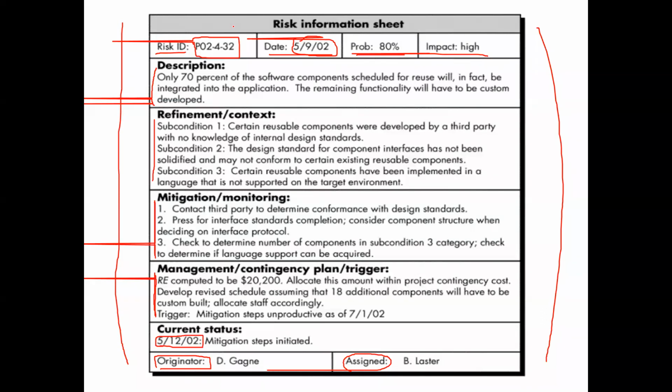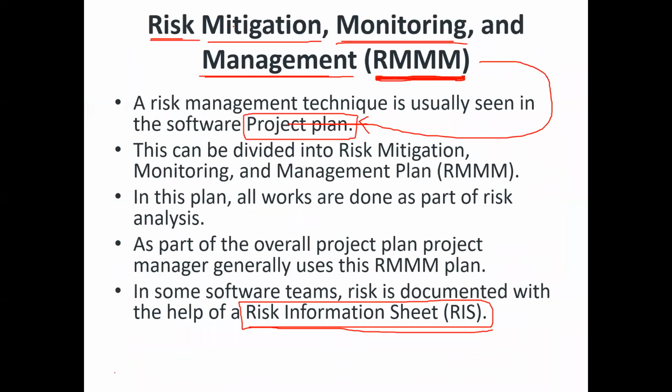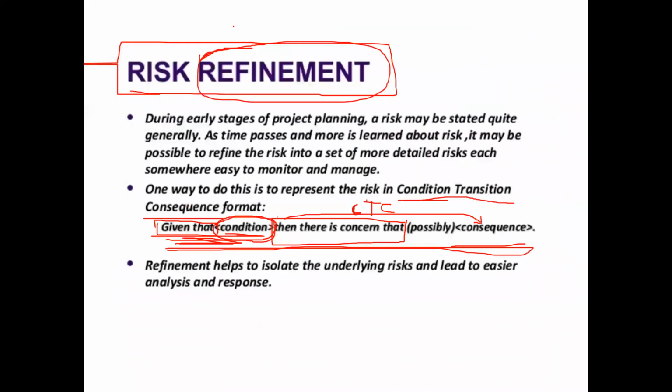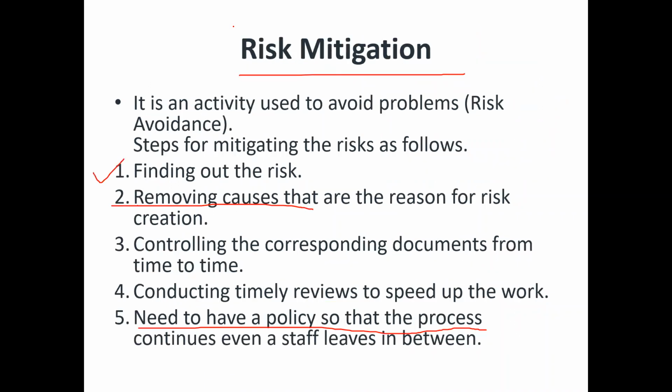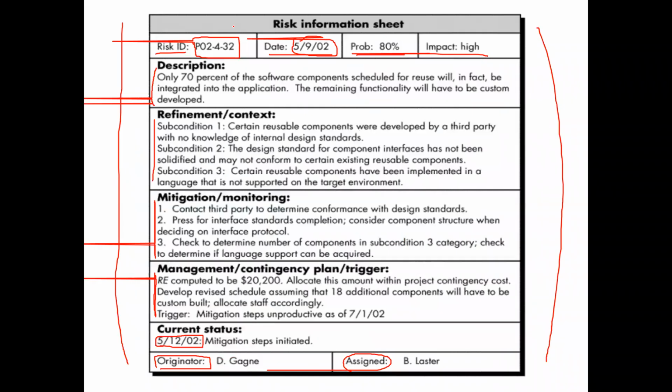Understood this very clearly? Yes, no? Please try to reply. So what I have done today: risk refinement, risk mitigation, monitoring and management, RMMM. And lastly, I have given one example of a risk information sheet. On that sheet, every piece of information about that risk is maintained. Is that okay? Please take the screenshot. Anyone, please take the screenshot.